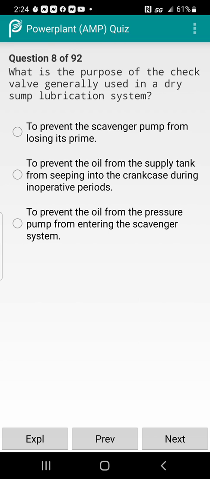What is the purpose of the check valve generally used in a dry sump lubrication system? To prevent oil from the supply tank from seeping into the crankcase during inoperative periods.